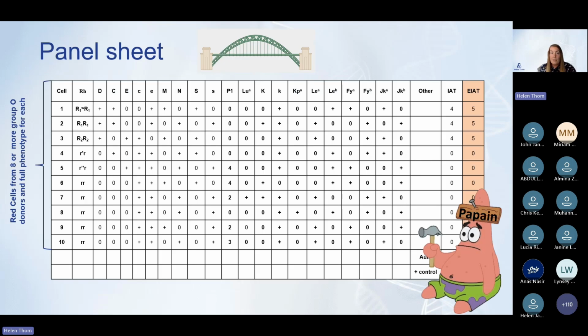So this is our panel sheet. You can see the bridge there at the top, we use an IAT. And I've just put a note on the side there just to highlight that these are made up in that particular order of your group O donor cells. We've got the R1, we've got an R1 with a Cw, R2. So next time you look at your panel cells, you'll be thinking, oh, actually, these are made up in that way because they have to be.